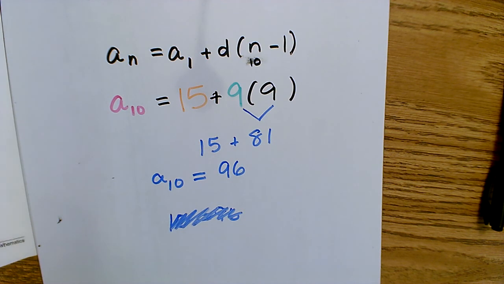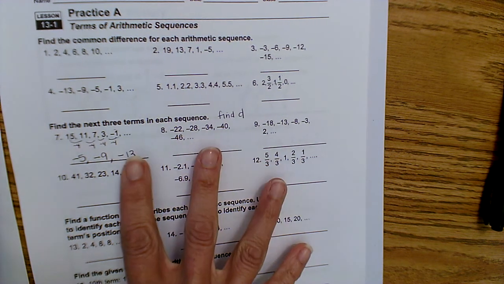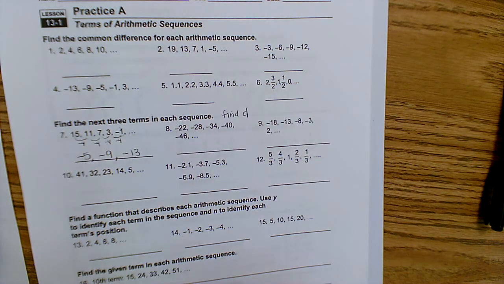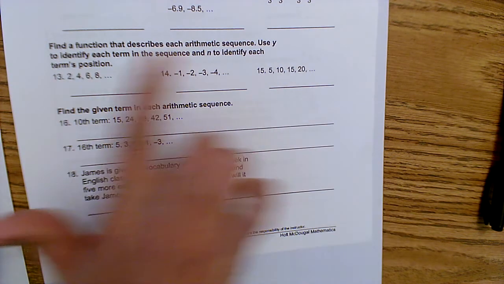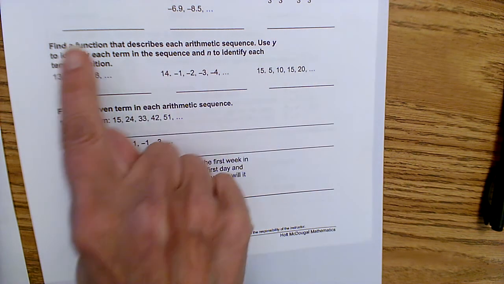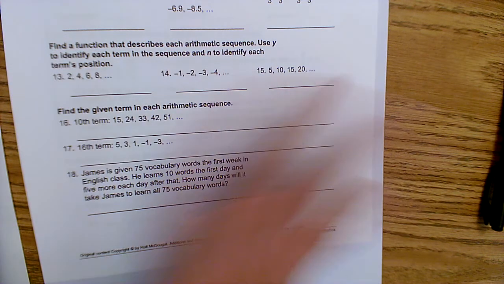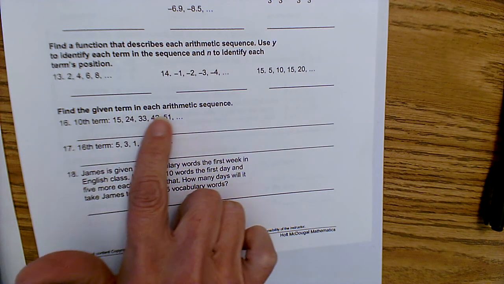So you're going to be practicing a little bit with arithmetic sequences on a page that's similar to this that we were talking about. So it's like find the common difference, find the next three terms. What we're not going to do, I think, is describe the function for that. I don't think we have time to cover all that. So if you get to ones that say find a function that describes the sequence, you can go ahead and just skip those questions. But then I do want you to do where it says find the given term.